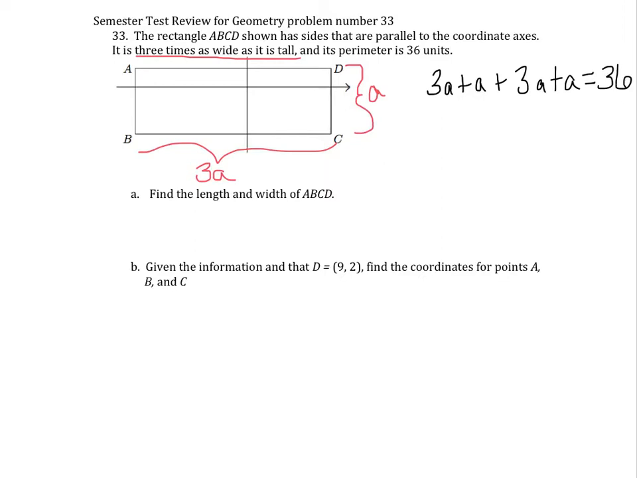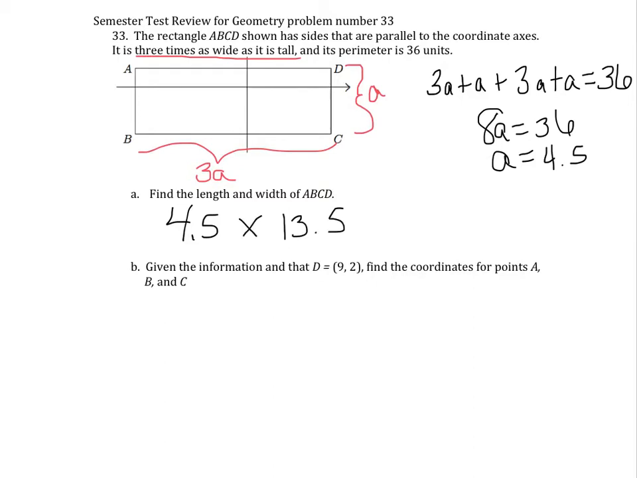So in other words, if I combine like terms, I have a total of 8 A's equal 36. Therefore 1A is, if we divide 36 by 8, going to be 4.5. So A equals 4.5, or in other words, the distance from D to C, the height of this rectangle, is 4.5. And then the length here at the bottom from B to C is going to be 3 times 4.5, or 13.5. So that would be my length and my width for my rectangle.